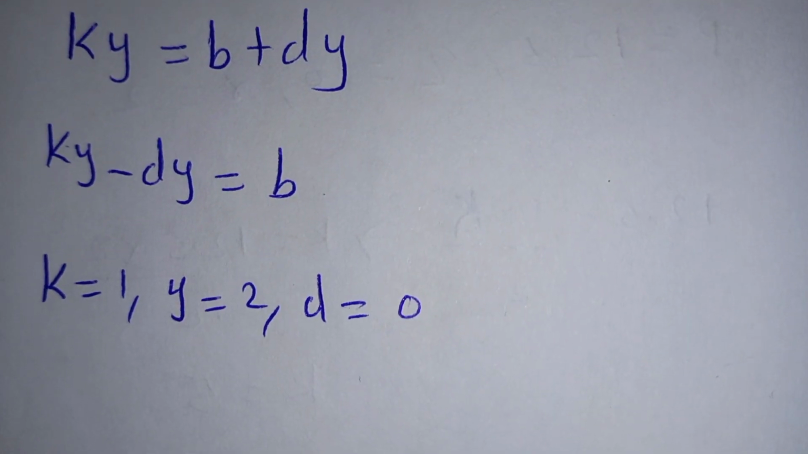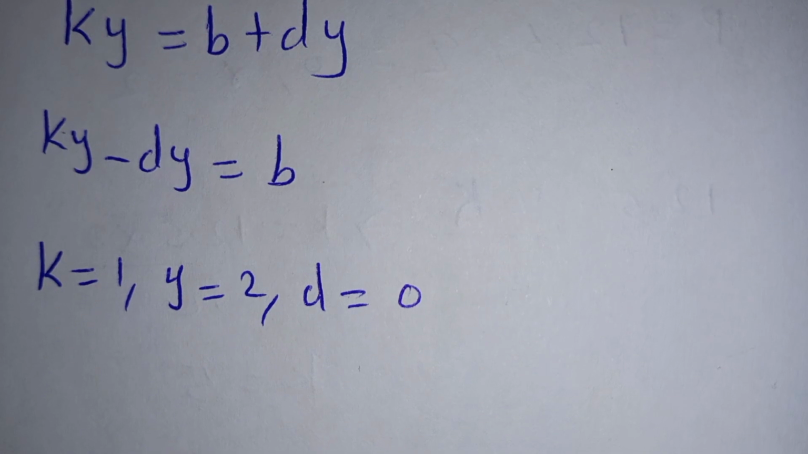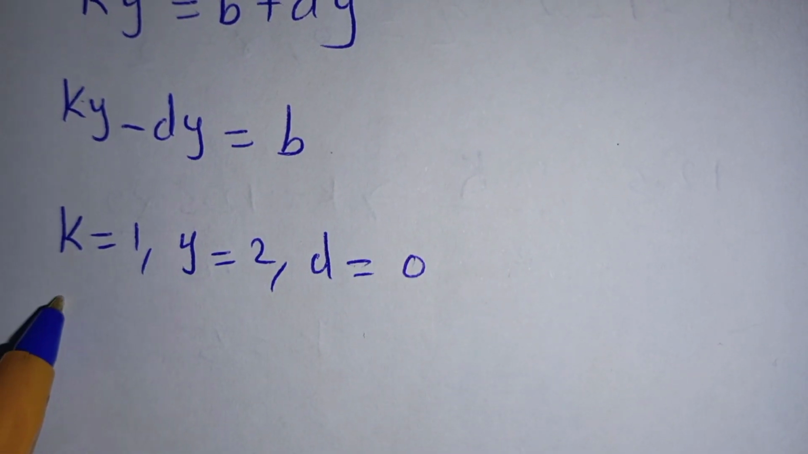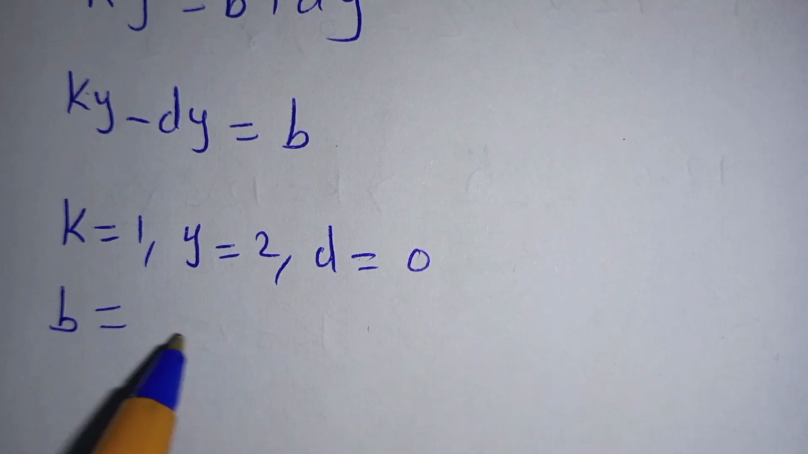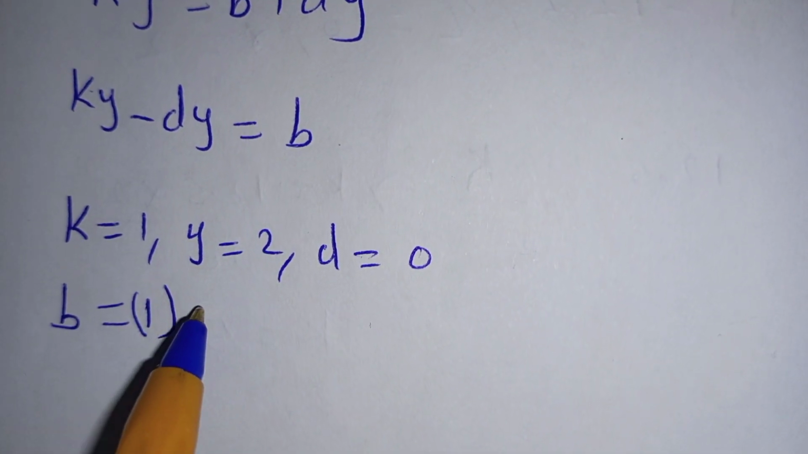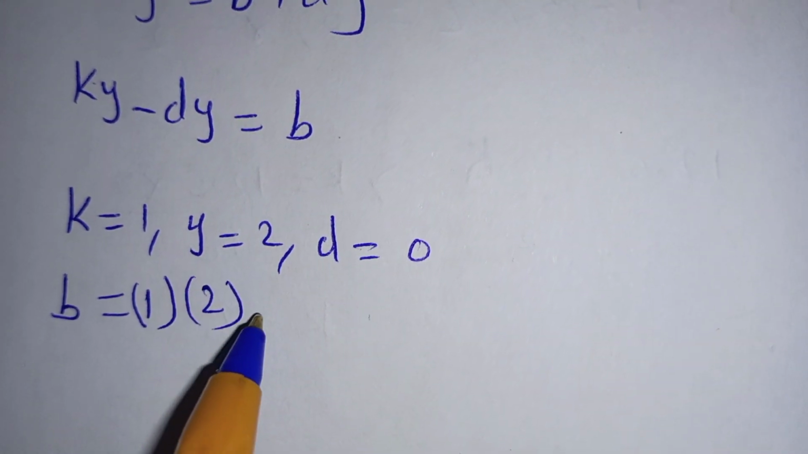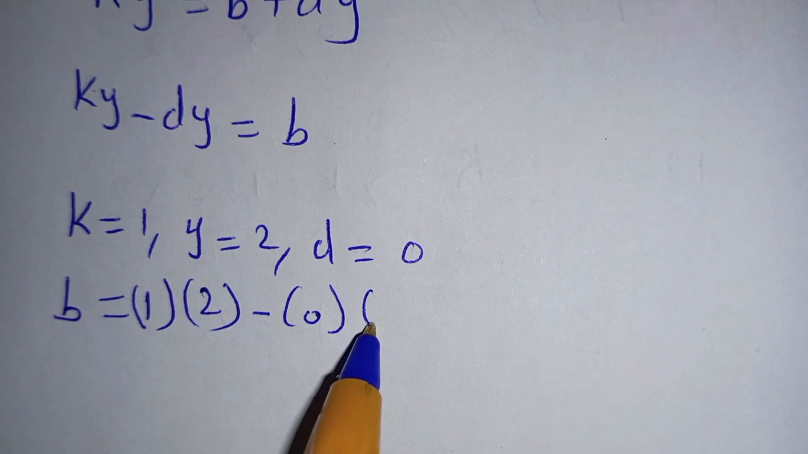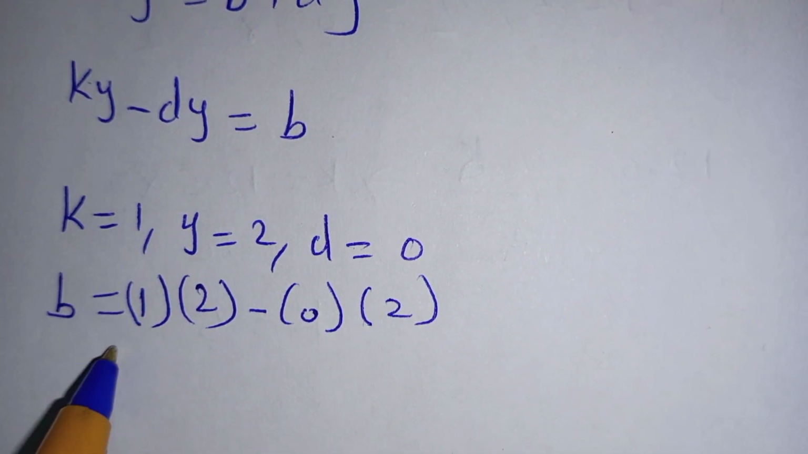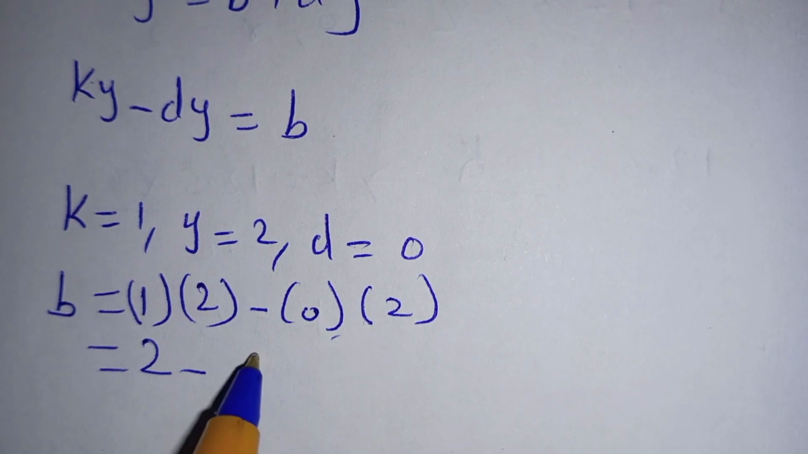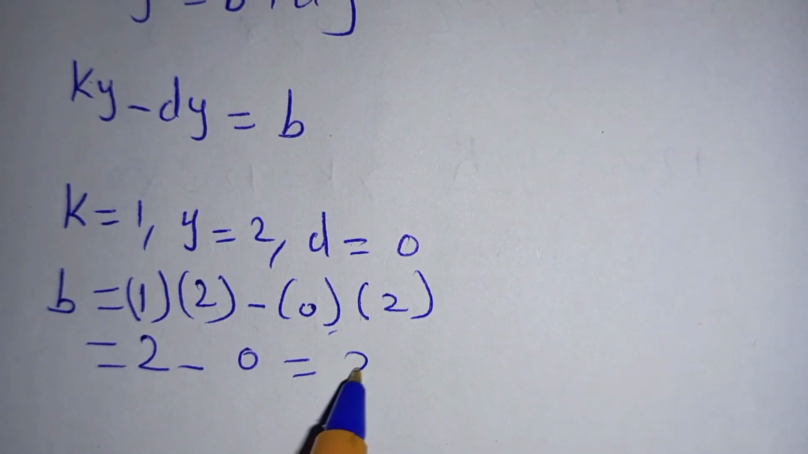So given k is equal to 1, y is equal to 2, and d is equal to 0, obtain the value of b. So the value of b will be equal to k is 1, you substitute, y is 2, minus d is 0, multiplying by y is 2. 1 times 2 will be 2, 0 times 2 will be 0, which is equal to 2.